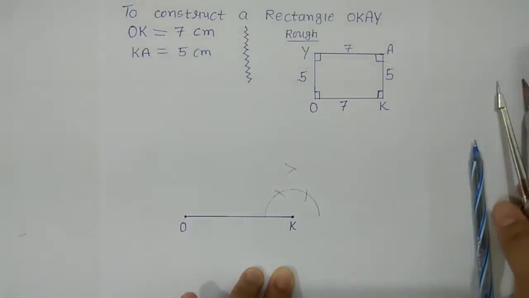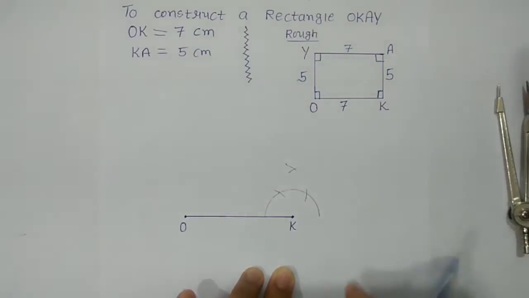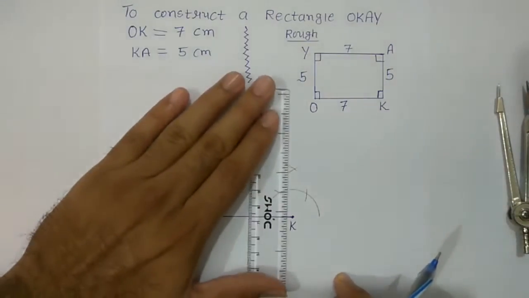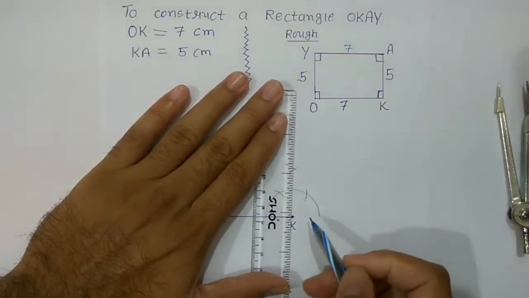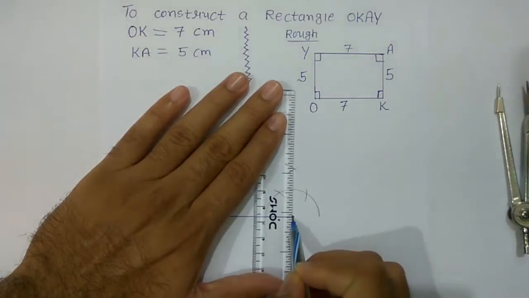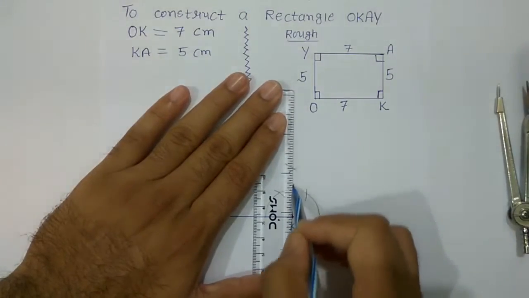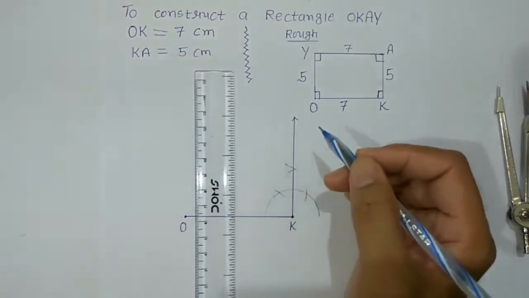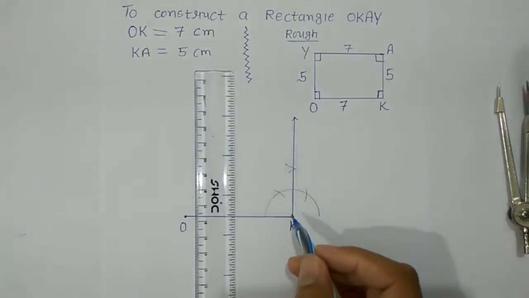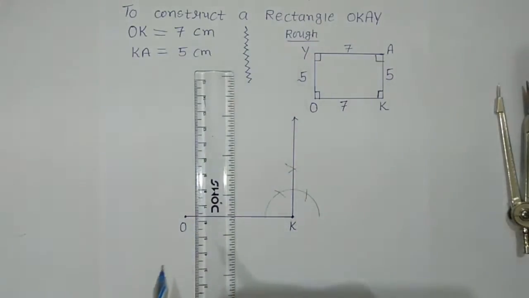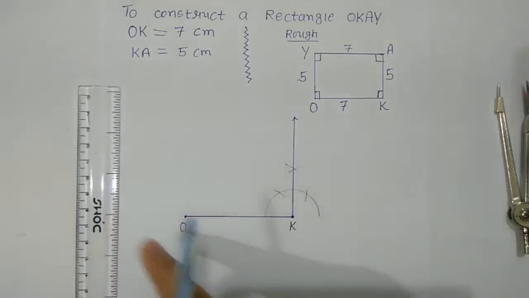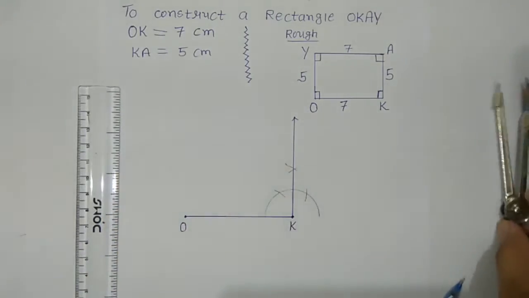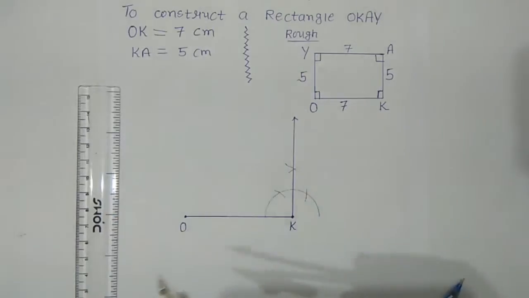And now what will happen if we join this point with K? If we join these 2 points, we get this kind of line. And how much angle is this? This angle is exactly of 90 degree. So the same thing we have to do at the point O. Okay, so let us do the same thing.